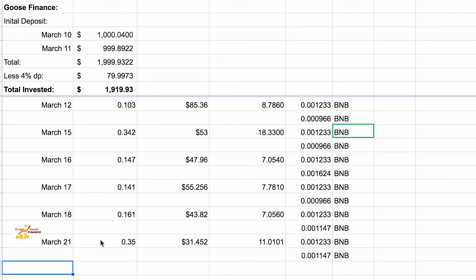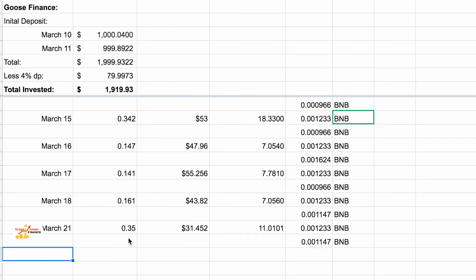For the next few days, I went ahead and populated the information. So on March 18, I harvested 0.161 egg, the egg price was this 43, and I was able to get back 7.056 BUSD. Then I skipped a few days because the egg price just keeps going down. It doesn't make sense to keep harvesting. But anyways, on March 21, I was able to get 0.35 egg, and the price of egg dropped again, so I was only able to net $11, or 11 BUSD.